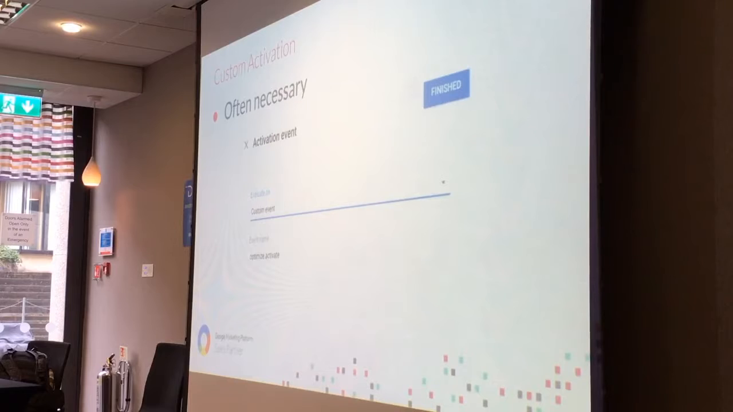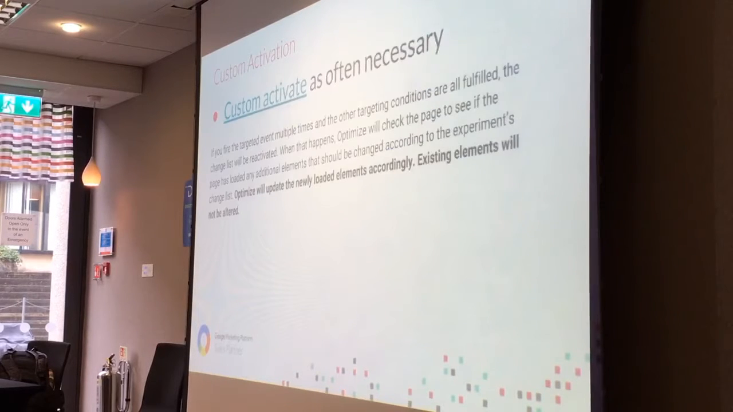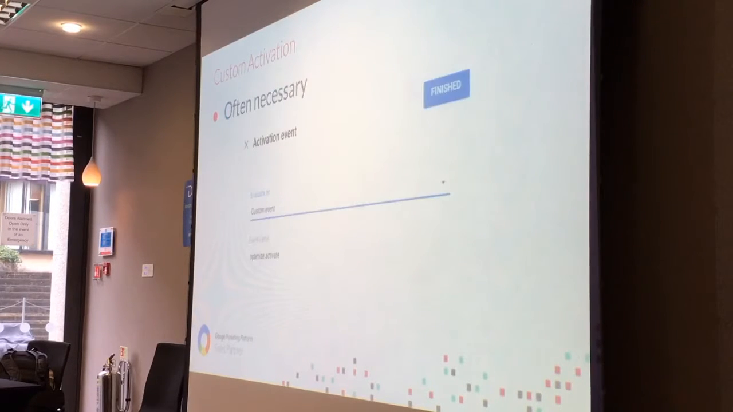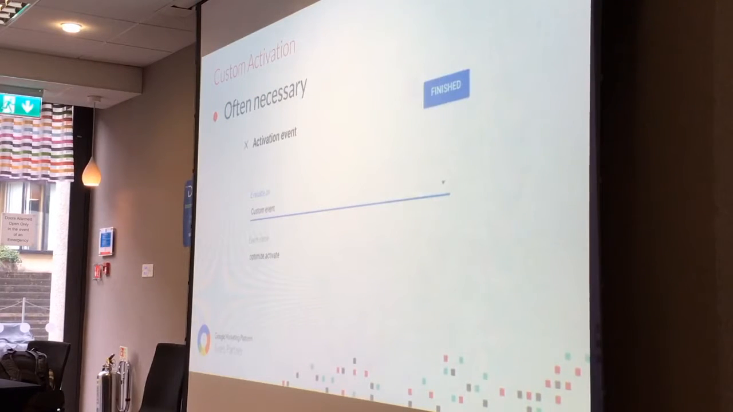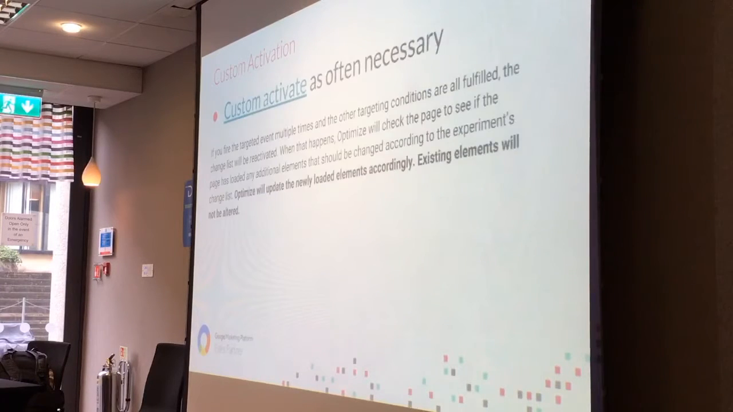Nicely shut down on the data layer, optimize.activate. Blah, blah, blah. Optimize will update the newly loaded elements accordingly. Existing elements where you've already applied your test treatment doesn't get affected. That's pretty neat. That's nice. So we've got a whole page, and we've applied our test treatment, then we scroll, we load some more content. As long as we fire the optimize.activate event, then our test treatment gets applied only to the new stuff on the page. It's nice and consistent. So you should think about using optimize activate as much as you can in this kind of scenario. And it works the other way as well, which is quite neat.